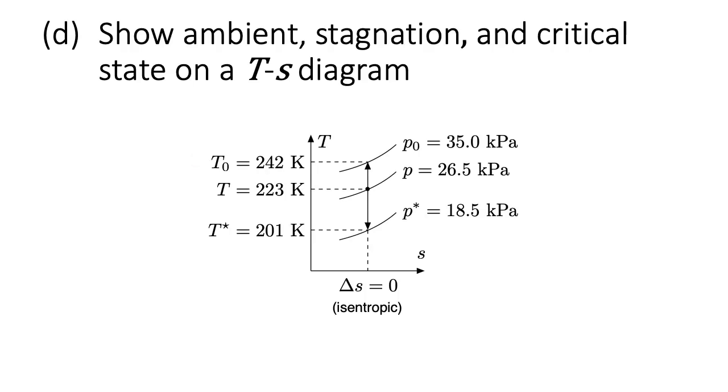If instead of taking the air outside the aircraft and bringing it to rest, we speeded it up to Mach 1, then the pressure would drop to 18.5 kilopascals and the temperature would drop to 201 Kelvin as the kinetic energy of the air increases. As noted earlier, this is just a reference state for this flow and is not actually happening for this case.